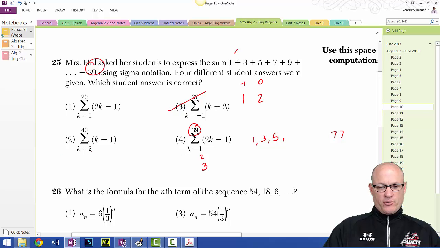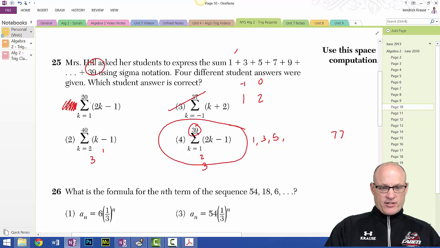Now let's start with 2. K is 2. 2 minus 1 is 1. Perfect. Let's do 3. 3 minus 1 is 2. Nope. That's why this is the right answer. It's basically this exact same thing, but when I check the end there, 2 times 20 is 40. 40 minus 1 is 39, and that gives me my last value. Choice 1.